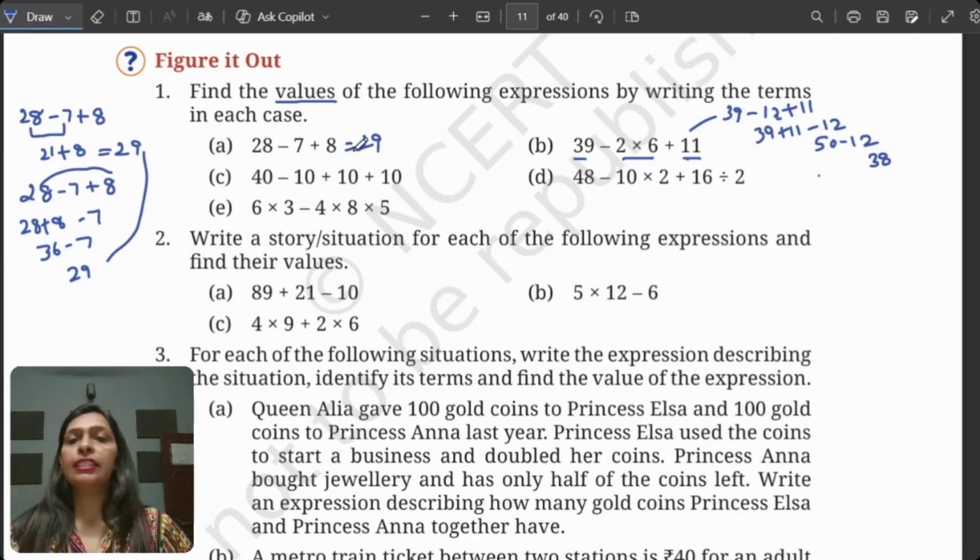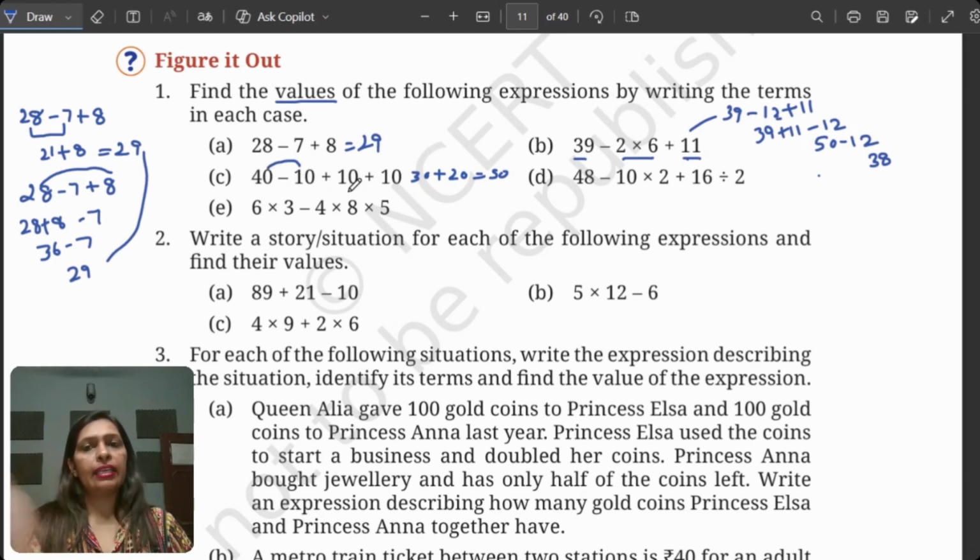Now the C part, it is 40 minus 10 plus 10 minus 10. Again, here we can subtract them. So it is 40 minus 10, that is 30, plus 10 plus 10, 20. That answer is 50. Again, we can work in a way like 40 plus 10 plus 10, that gives me 60. 60 minus 10, again 50. You can do very well.